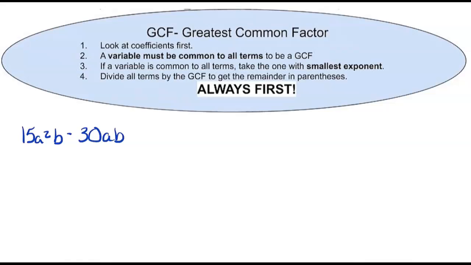All right, so I'm looking at 15a squared b minus 30ab. I start with the coefficients. I start with the numbers. I have a 15 and a 30. Who's coming out? Yeah, 15, that's definitely the largest, and it goes into 30 evenly.